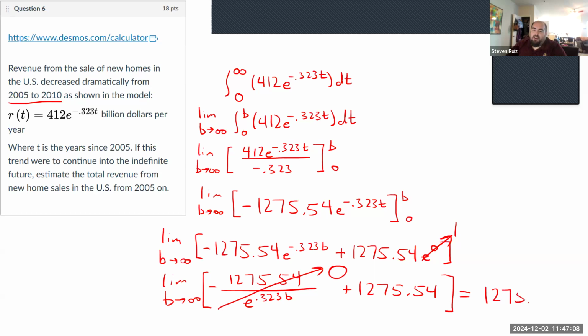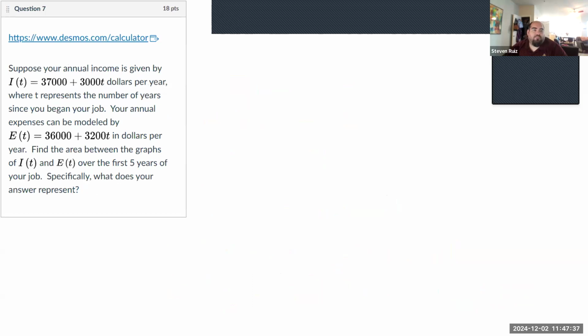So this improper integral converges to 1275.54, which means if the revenue gained from new home sales continues to follow this model forever, then the amount of money that will be gained from new home sales will be $1.275 trillion from now until the end of time. All right, moving on to question 7.